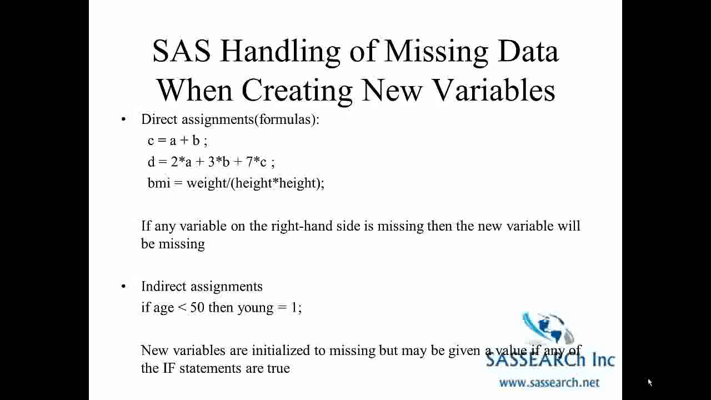With indirect assignments, new variables are initialized to missing, but may be given a value if any of the if statements are true. And again, the tricky thing with indirect assignments is that, for example, if age is missing, then with the statement if age less than 50, then young equals 1, the subject whose age is missing will then be categorized as young equals 1, unless you have a special statement that makes sure that young equals missing for the subject who is also missing age. And we will look at an example of that in the SAS demonstration.